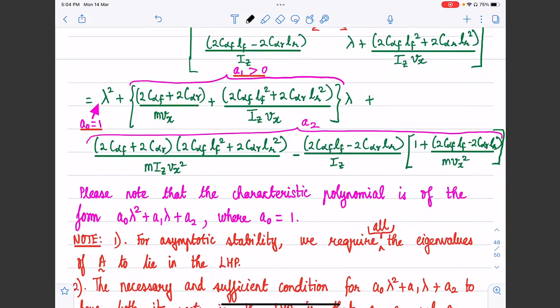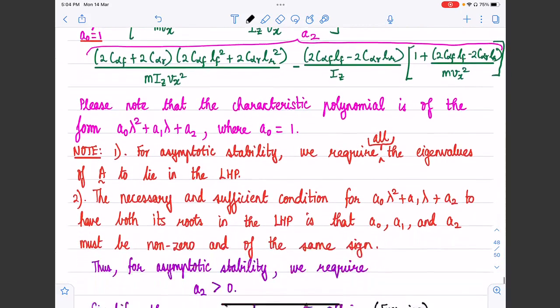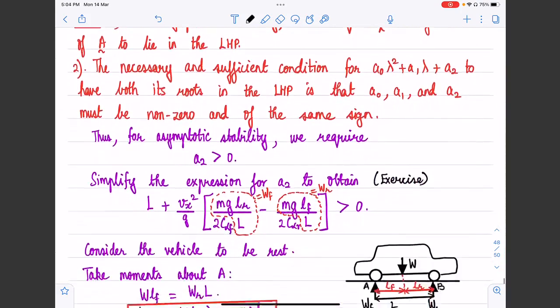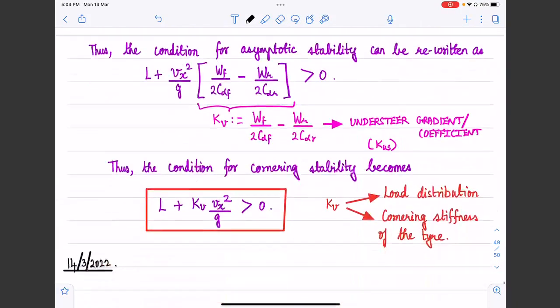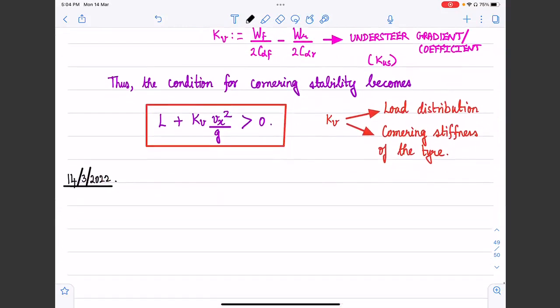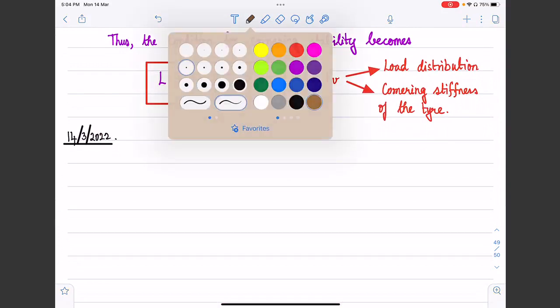Since we got a second order characteristic polynomial, all the three coefficients must be non-zero and of the same sign. Since the coefficients of lambda squared and lambda were already positive, the constant term should be greater than 0 for stability. So that's what we used, and we got this condition. Finally, it just boiled down to this condition. This is where we stopped. Okay, so let's continue from here.